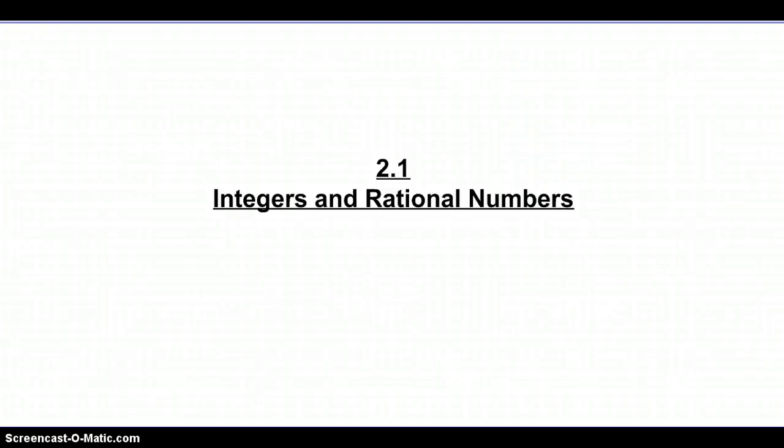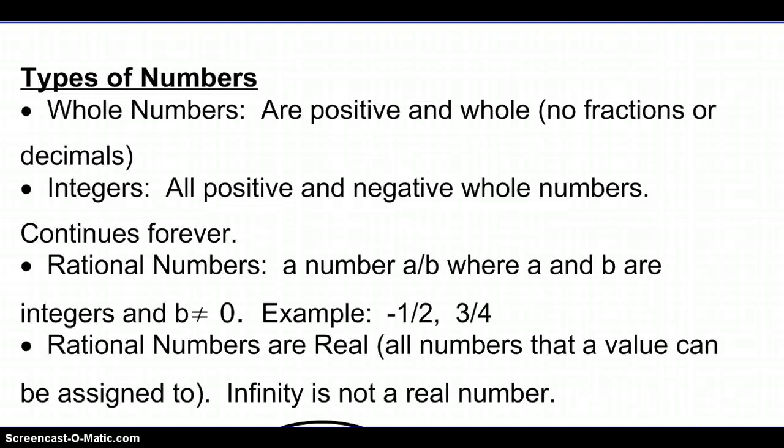This is lesson 2.1, integers and rational numbers. The first thing you need to know in this chapter is that there are all different types of numbers, and you have to understand the difference between these types of numbers.